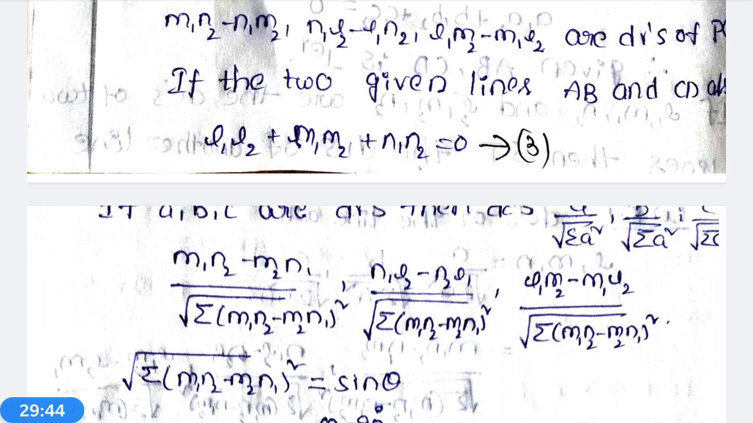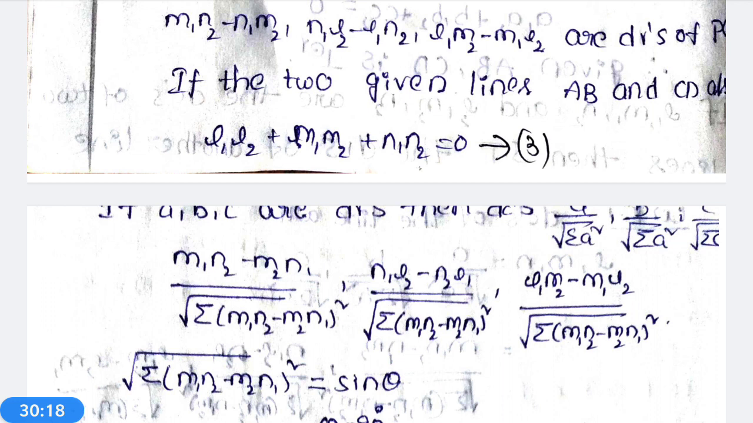Therefore, DCs of the line which is perpendicular to both the given perpendicular lines are (m1 n2 minus m2 n1) by square root of sigma (m1 n2 minus m2 n1) whole square, comma (n1 l2 minus n2 l1) by square root of sigma (m1 n2 minus m2 n1) whole square, comma (l1 m2 minus l2 m1) by square root of sigma (m1 n2 minus m2 n1) whole square.